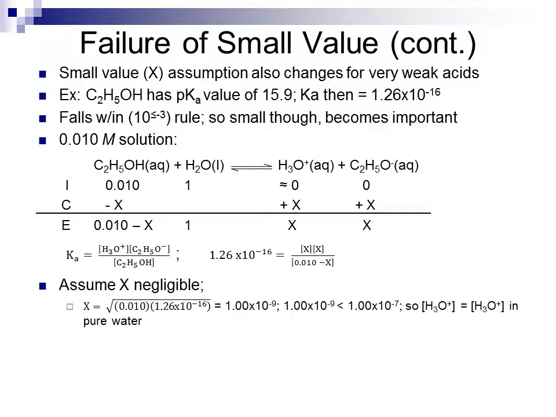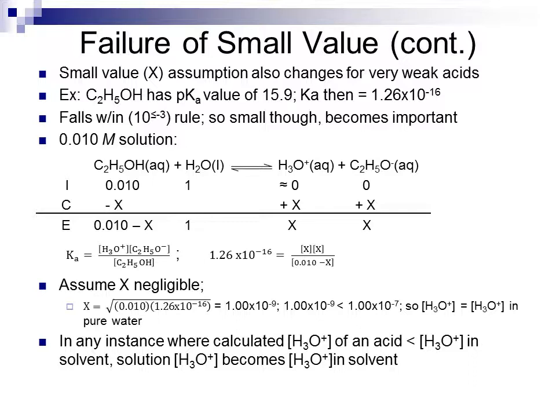Now remember that the concentration of hydronium in pure water is 1 times 10 to the minus 7. So the calculated concentration of hydronium is less than that of pure water, which isn't possible because the amount that is from pure water will be there. So in this case, the hydronium concentration is actually the hydronium concentration of pure water. This means that solutions of things like ethanol, even though they are very, very weak acids, tend to basically be neutral solutions. Any instance where I calculate a hydronium concentration of an acid that is less than the hydronium concentration in the solvent, the solution hydronium concentration will be the hydronium concentration of the solvent.